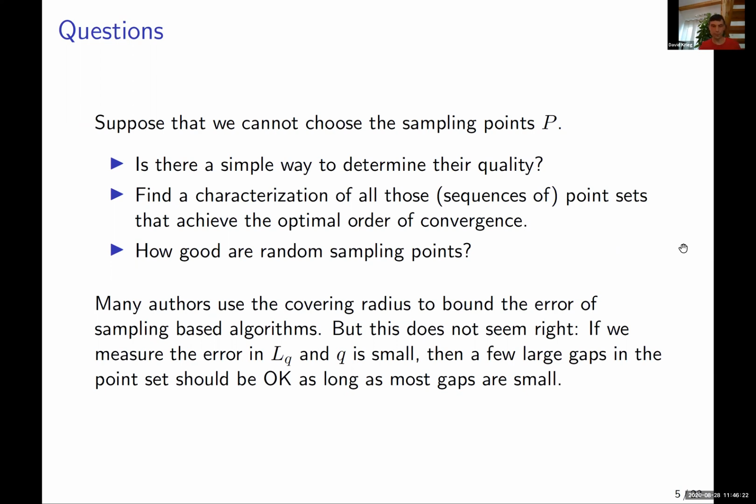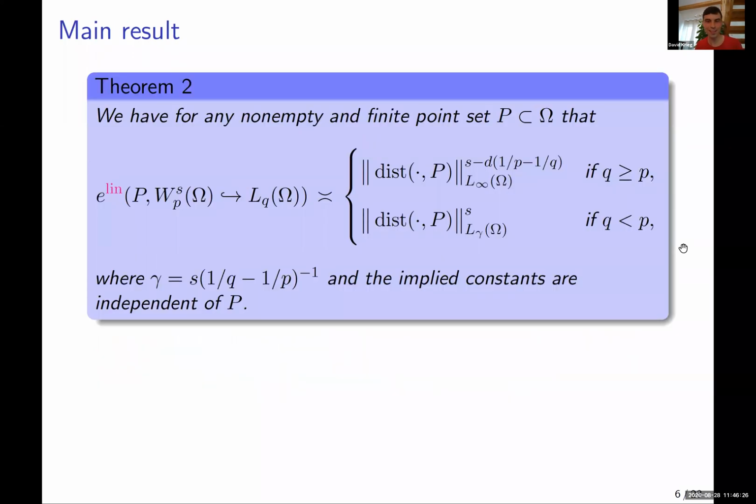And it's easy for me to say this because we proved something like that. So here's our main result, which goes like this. So we have two cases. In the case that Q is larger than P, so recall we do LQ approximation in the Sobolev space with integrability P, then the mainstream actually is already right.